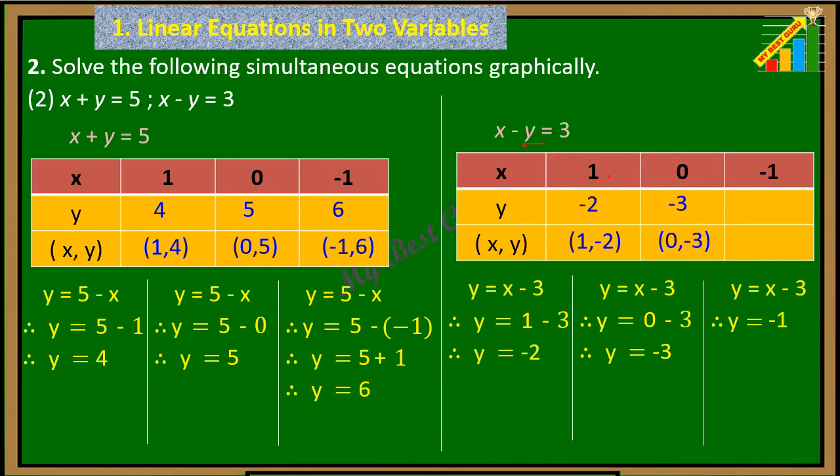Now the third part, y is equal to x minus 3. So y is equal to x minus 3, put the value of x as minus 1, minus 1 minus 3. So y is equal to minus 4. So put minus 4 over there and the coordinates x comma y are minus 1 comma minus 4.